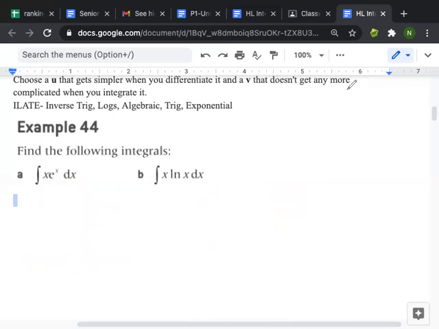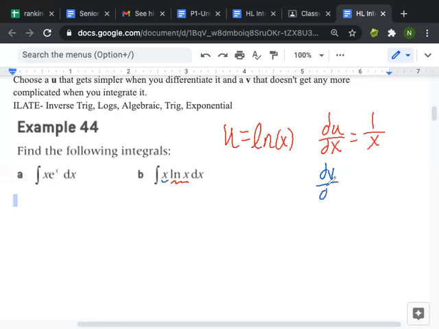So the first thing I see, I don't have an inverse trig function, but I do have a log. It's a natural log, so that's going to become my u term. So I have u equals the natural log of x. And then that means that du dx, my derivative of that, is 1 over x. And then my v term would be the other piece. So dv dx is x.